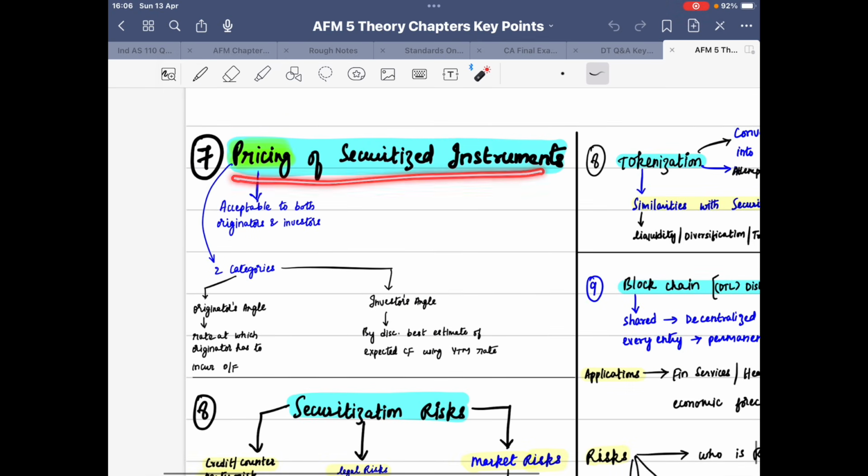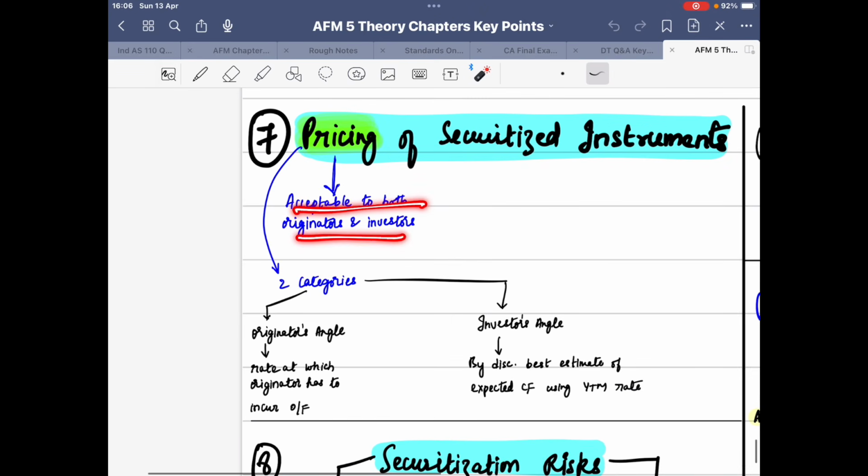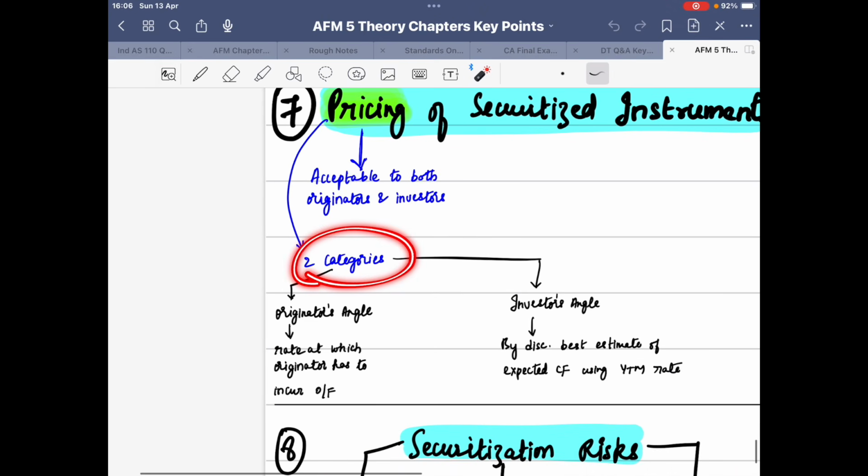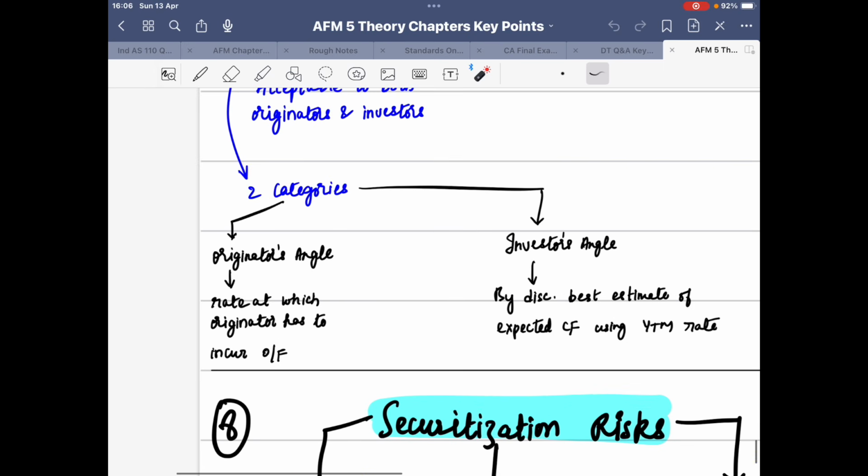Pricing of securitized instruments: acceptable to both originator and investor. The pricing is of two categories: originator's angle, the rate at which originator has to incur outflow; investor angle, by discounting best estimate of expected cash flows using yield to maturity rate.